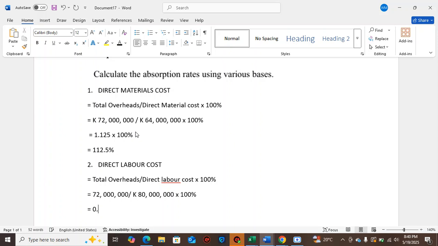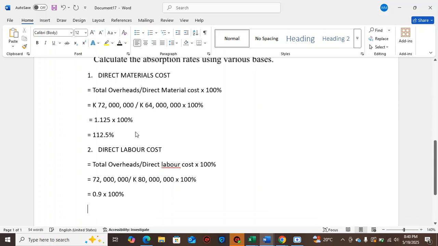0.9, 90%. So basically, out of your direct labor cost, overheads represent 90%. Out of your direct material costs, overheads represent 112.5%. So as I said, I'm going to show you how we use them. After we calculate them, I'll show you how we're going to use each of them.